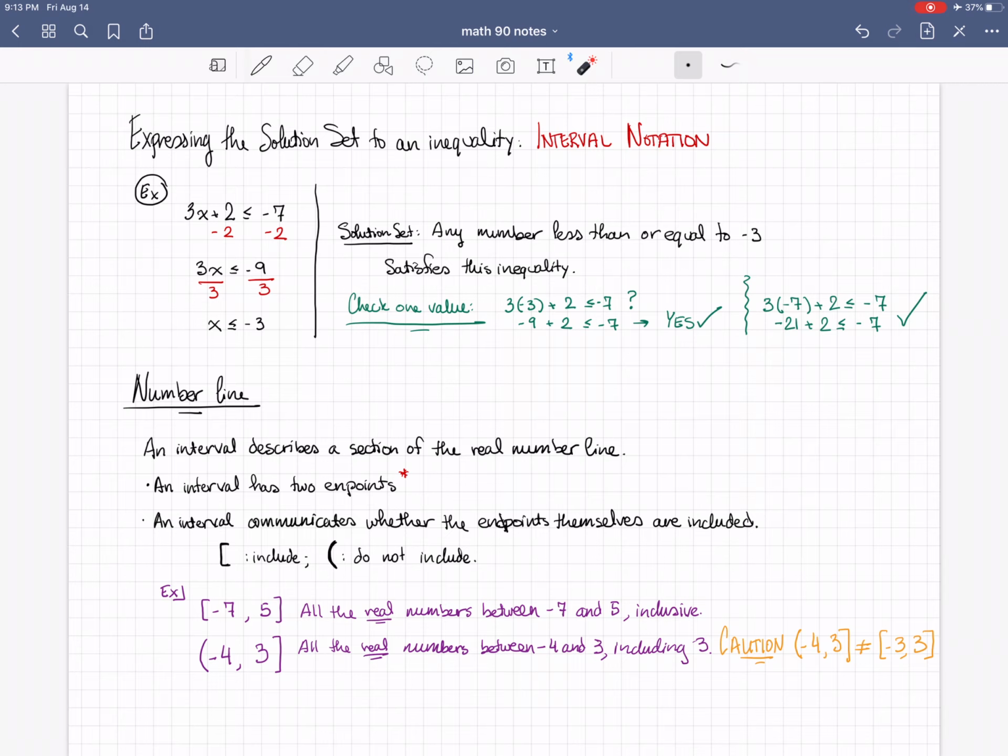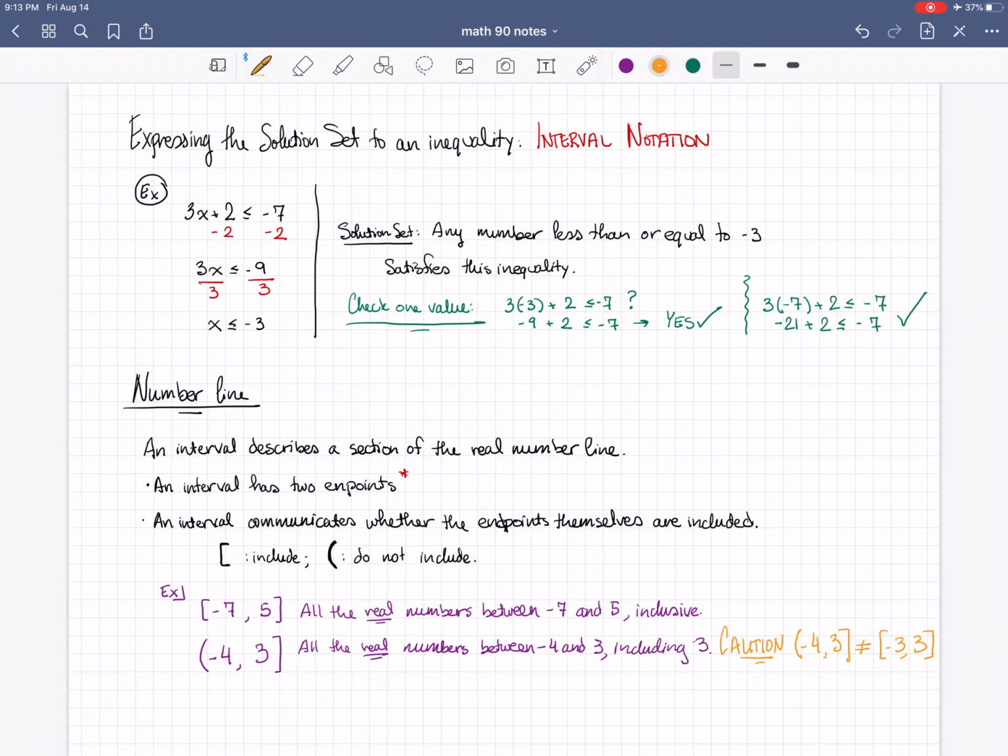So for example, -3.5 is included in the interval that we're talking about. But -3.5 is not included in this one that starts at -3 and goes to 3. So be really careful, because intervals are not just describing whole numbers or integers. They're describing all of the reals.